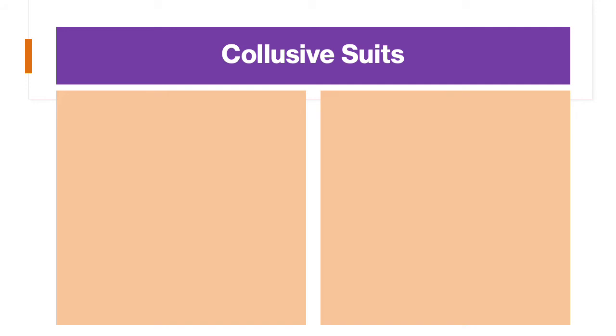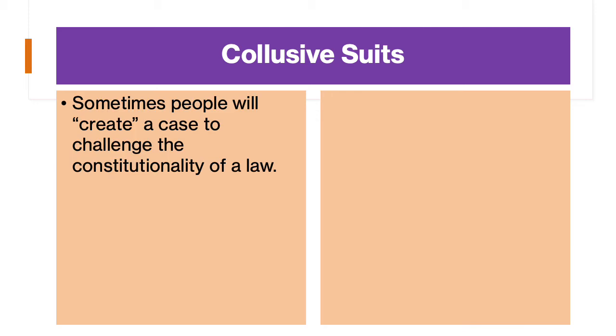Next, let's talk about collusive suits. Now, collusive suits have to do with the issue of collusion. In other words, are the parties to a lawsuit secretly cooperating with each other to achieve some sort of ends that they both agree on, okay? And we'll look at some concrete examples of that in a second.